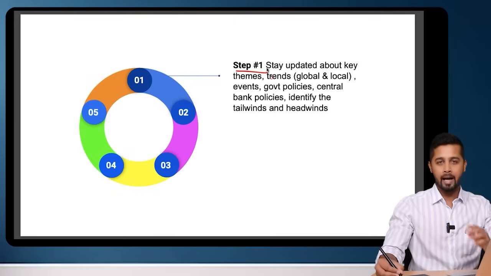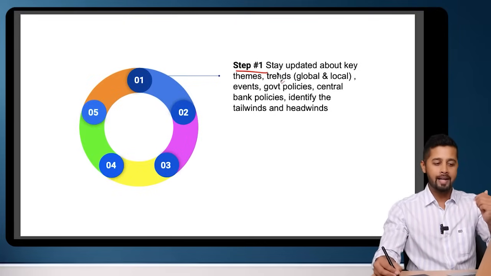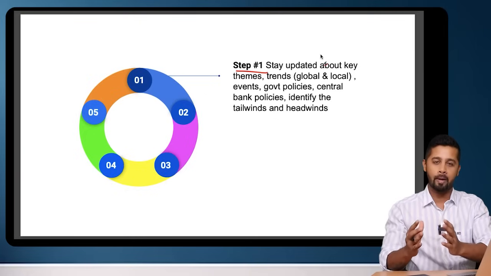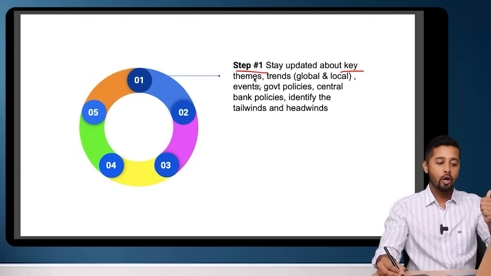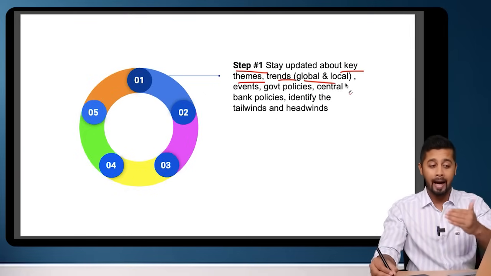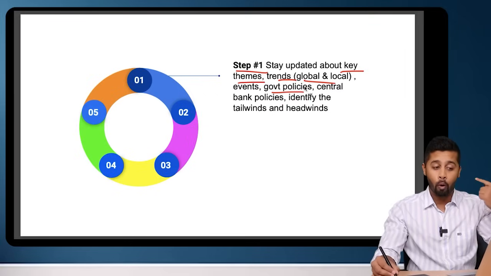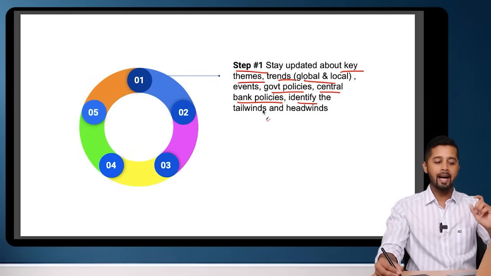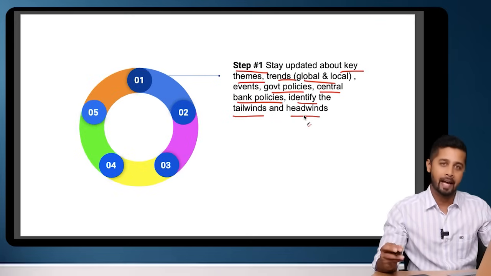The first step that I do in identifying the stock is basically to keep myself updated with what is happening in the economy. What are the key themes? What are the trends, both at global and local level? Then what are the government policies? Along with what the central bank is doing, and then basically I try to identify what are the tailwinds and headwinds.